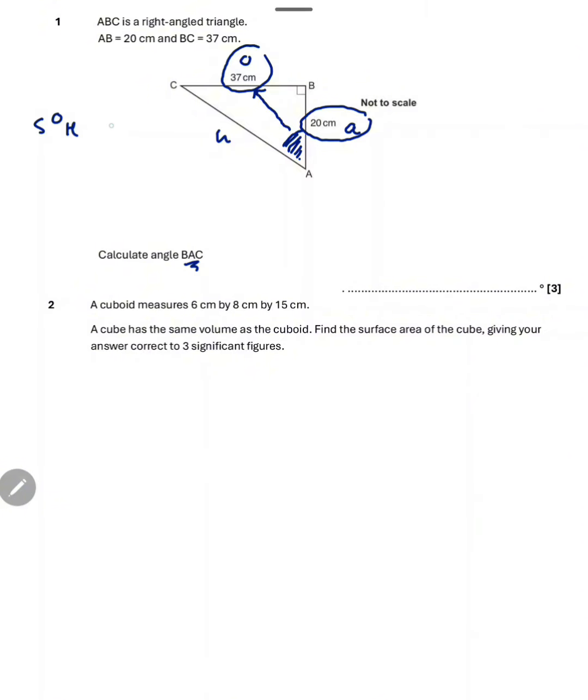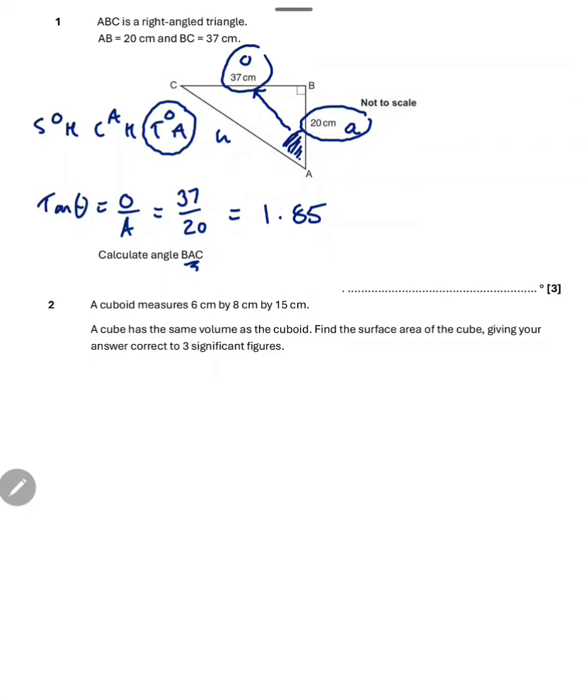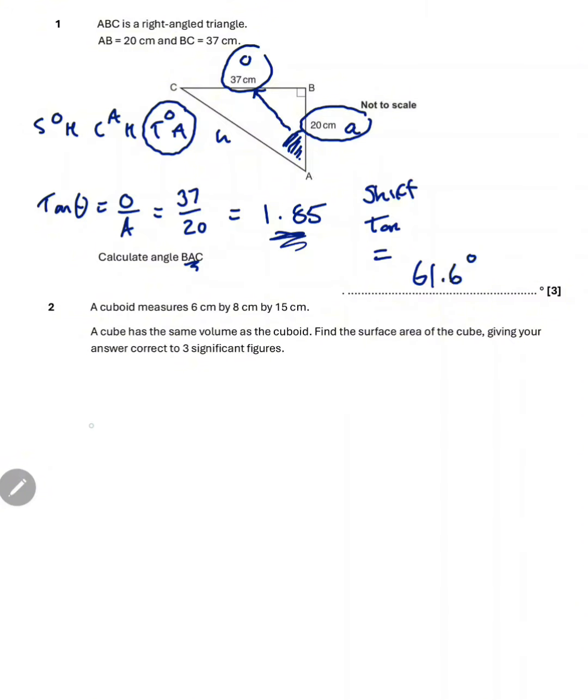So we're going to write SOH CAH TOA, and opposite adjacent is right there. It's a tangent question. So we'll write tan theta equals opposite over adjacent. Put the numbers in. We've got 37 over 20. And I'm going to bash that into a calculator. And that comes out at 1.85. We grab the calculator, we press shift, tan, equals. And that's going to turn it into the actual angle. And we get 61.6 degrees.